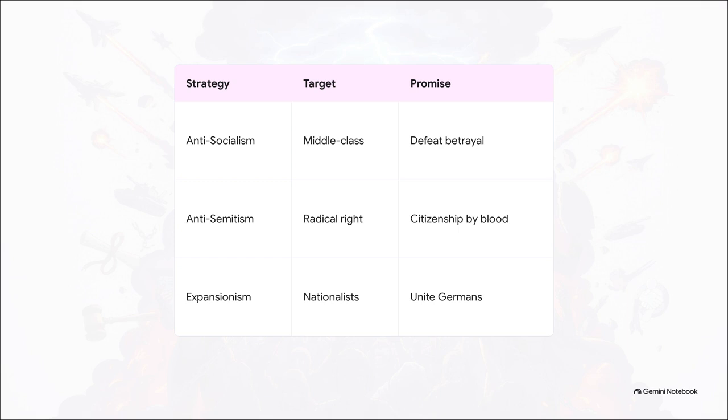He molded the party, which was soon renamed the Nazi Party, around a rigid 25-point program. This strategy was highly calculated. It explicitly targeted different groups by promising to crush socialism, defining national citizenship purely by blood to exclude Jewish people, and aggressively expanding borders to unite all German speakers.